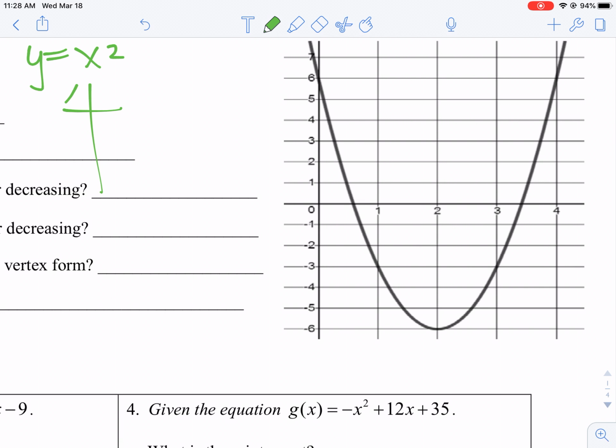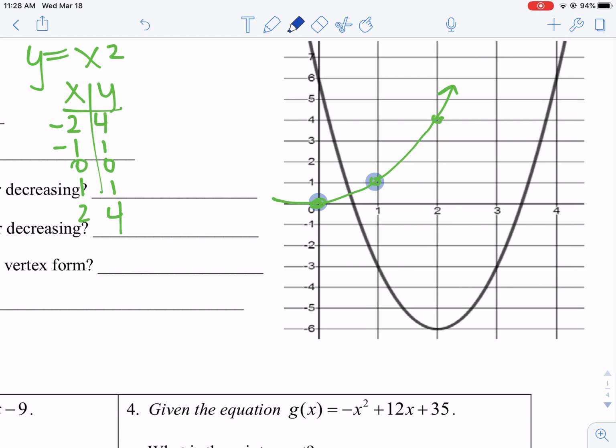When I plug that into the parent function graph and I use -2, -1, 0, 1, and 2, -2 squared will give me 4, -1 squared will give me 1, then 0, 1, and 4. Okay, so when I graph that, it's going to look like this. Over on this side, it doesn't really matter, but that would be your parent function graph, which is in green.